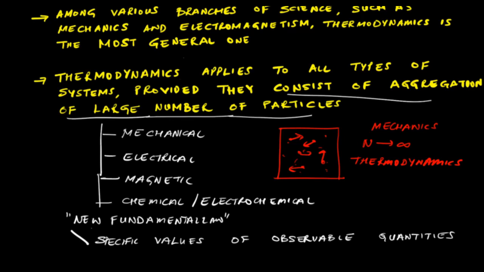So thermodynamics does not give this. Just like you can predict momentum or velocity of a particle acted upon by force using laws of mechanics, by thermodynamics we do not predict the specific values. But what we get from thermodynamics are not equalities but inequalities.